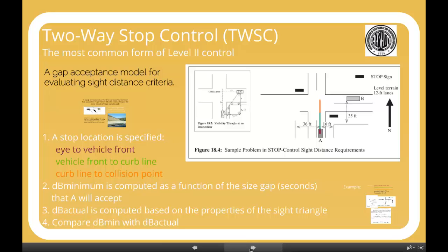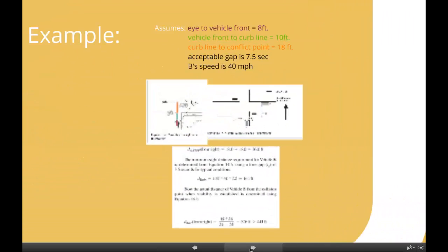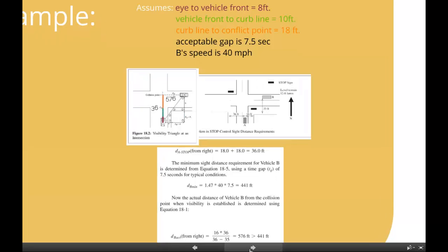Let's see how these steps work in the context of the example problem where A is stopped 36 feet from the point of collision and requires a 7.5 second gap, and where B is approaching from the right at a speed of 40 miles per hour. Step 1. Specify the location of A relative to the collision point. With the assumed values given here, dA is computed as 8 plus 10 plus 18 equals 36 feet. This is driver A's eye distance from the point of collision.